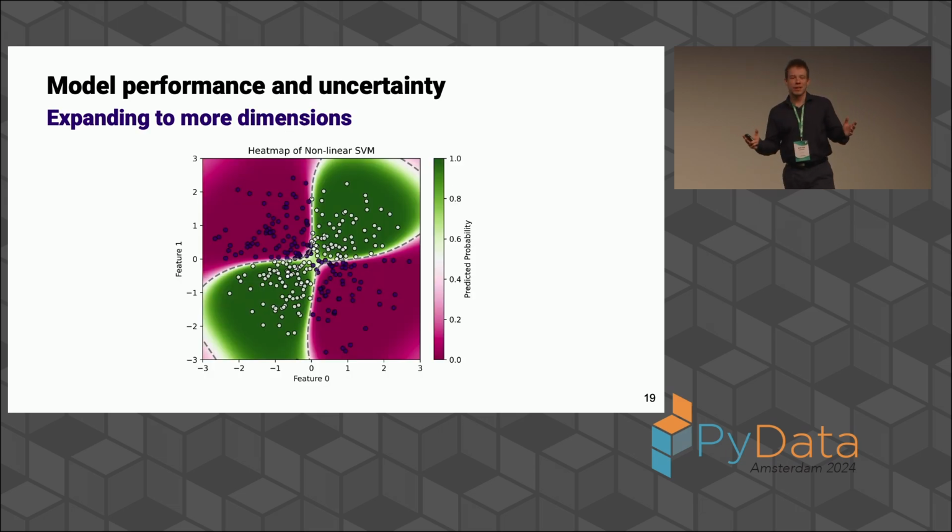Now, let's expand to more dimensions. Let's keep on building that intuition, now in 2D. And also, let's switch to classification, because why not? So what you see here is a typical XOR problem. You know what an XOR problem is. We train a model, a nonlinear SVM, because why not? And we see that we have this predicted probability. And maybe instead of trying to train a full new model to estimate this uncertainty, we can actually leverage that predicted probability. And turns out we can.